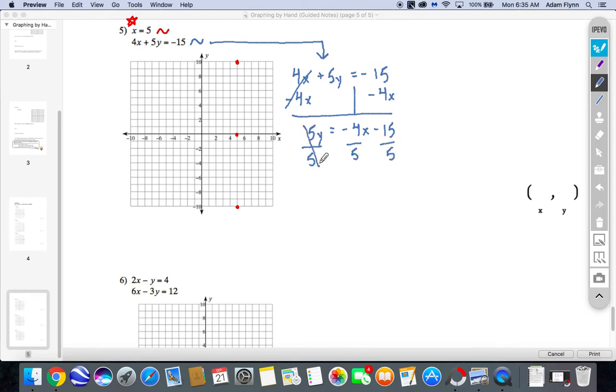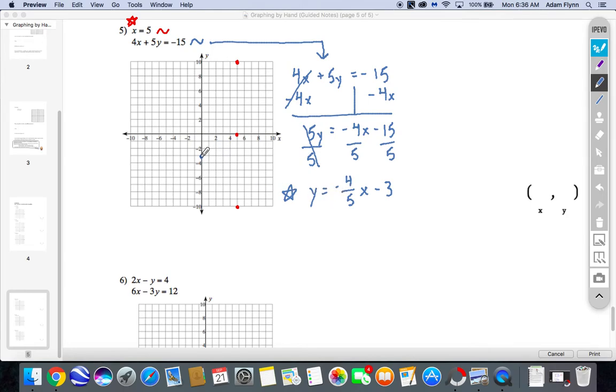So when I do that, these 5's cancel, and I get y equals -4 over 5x, and -15 divided by +5 is going to be -3. So I'll put a star next to this because it is now in slope-intercept form. I can graph it. So I'm going to start at my y-intercept, which is -3. And from there, my slope is -4 over 5. It's a negative number, so I know it's going to be sloping down from left to right.